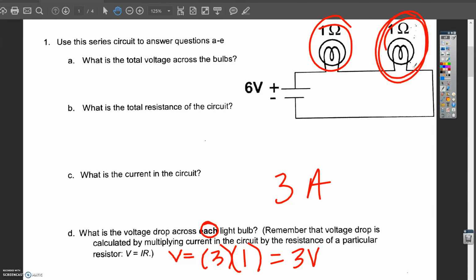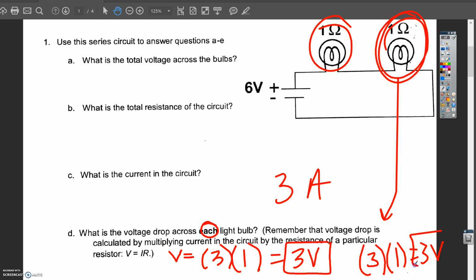Now, if I do that with this one, my current is still 3. Remember, in series, current stays the same. And my ohm is 1, so it's still 3. Okay, if you notice, my voltage drops equal my voltage in the battery, and that should always be the case. Because as you add more light bulbs, you create more voltage drop, but still keeping those values the same.